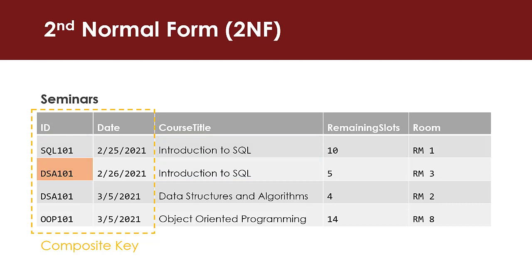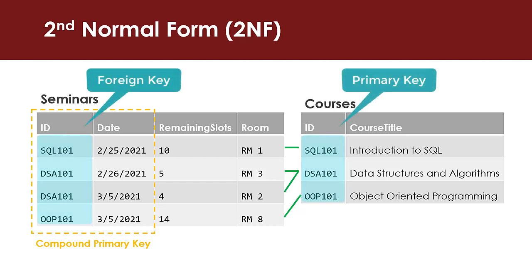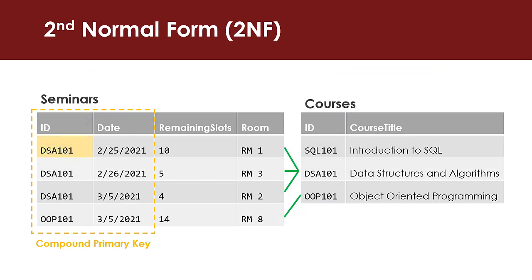So to achieve the second normal form, we have to break this into two tables, say seminars and courses, and simply provide a reference to this course ID in the seminars table. When you do something like this in the seminars table, this composite key is also known as a compound primary key because the seminar ID field serves as a foreign key that is linked to the primary key in another table. So, changing SQL 101 to DSA 101 won't create an inconsistent record because SQL 101 only points to a course title of Intro to SQL and DSA 101 only points to data structures and algorithms.